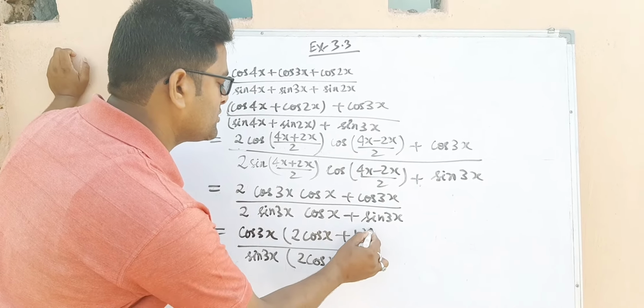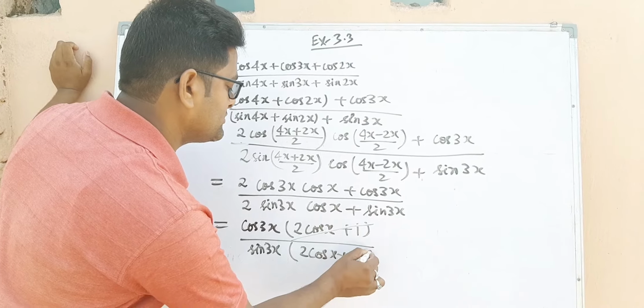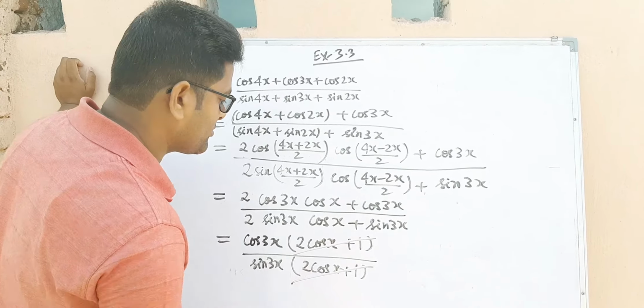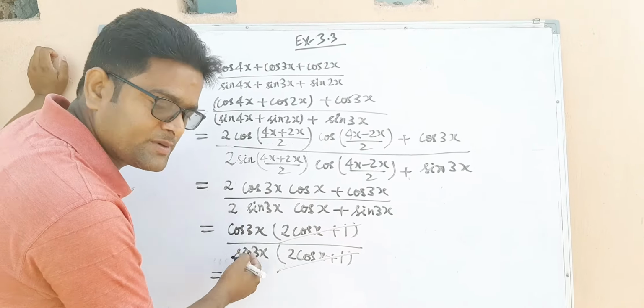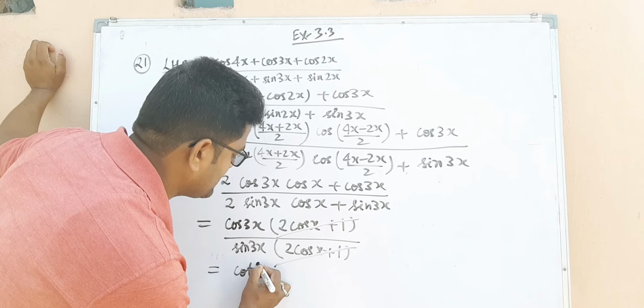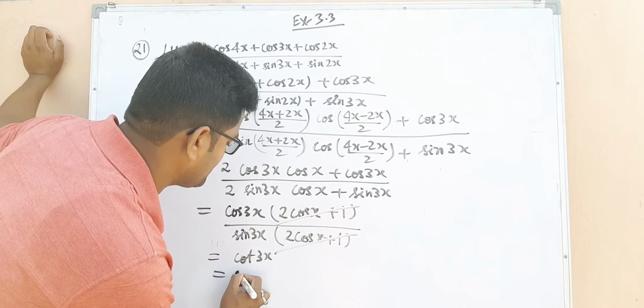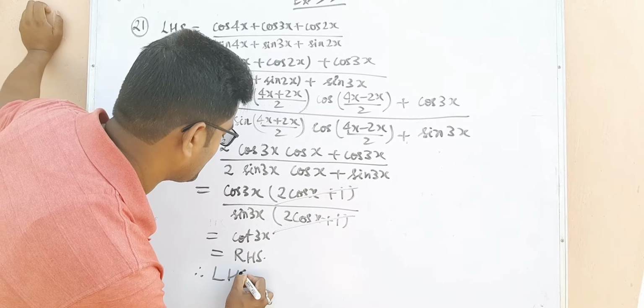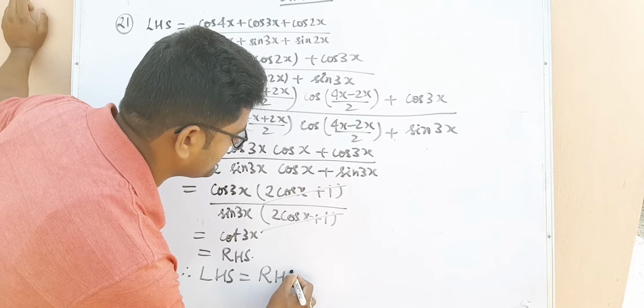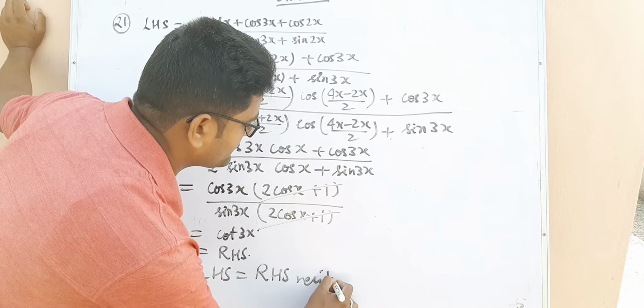Now see, the both terms can be cancelled. I suggest everyone to cancel in a proper way. Now cos 3x by sin 3x, it is cot 3x. And that is your RHS. You can see that is what was to be proved in the RHS. So therefore we can say LHS is equal to RHS. It is verified.